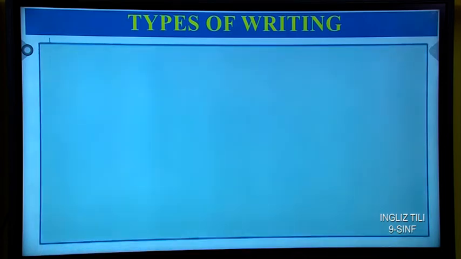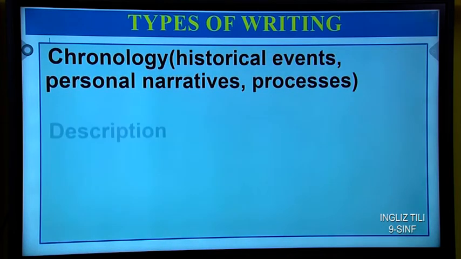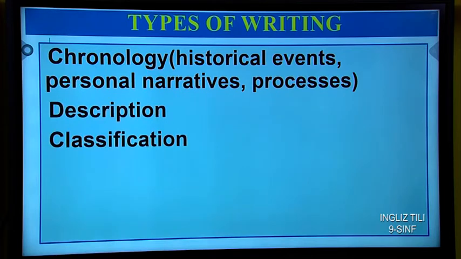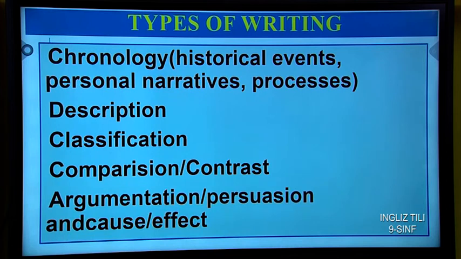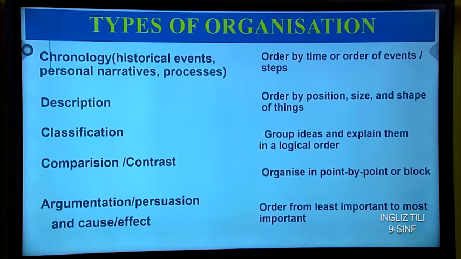Now, here are the types of writing, which you should know. Chronology, it means historical events, personal narratives and processes are connected. So, next one, description, classification, comparison, contrast, and the last one, argumentation, persuasion, and cause, effect. So, let's check your understanding. Did you understand this one?